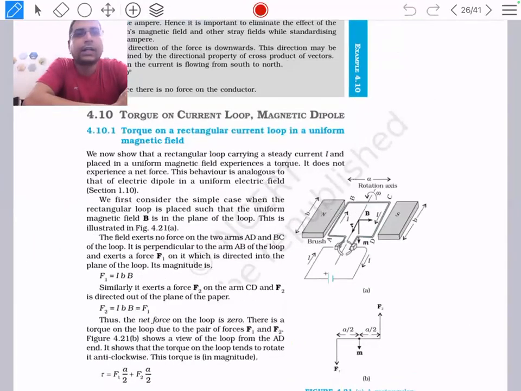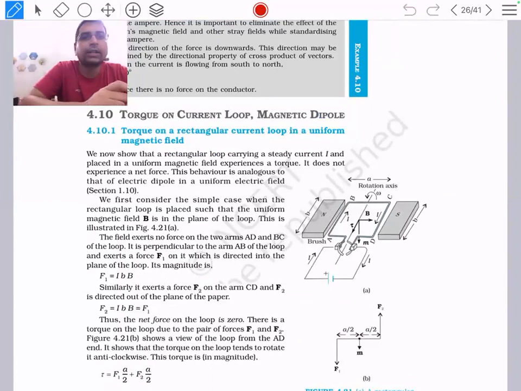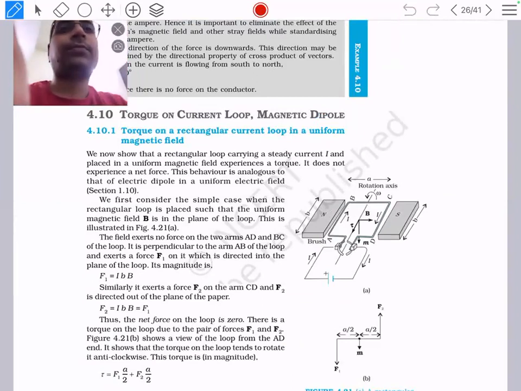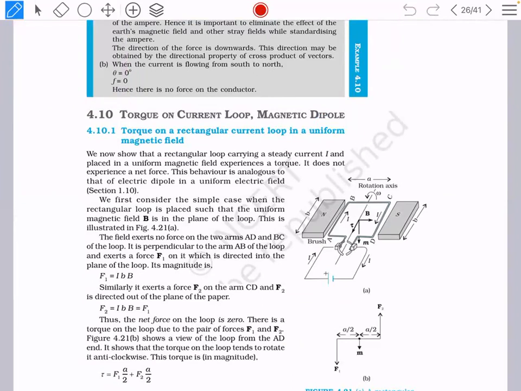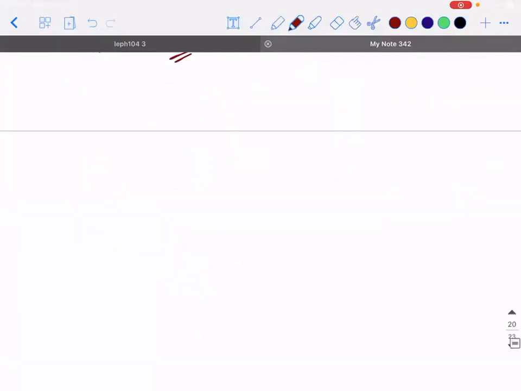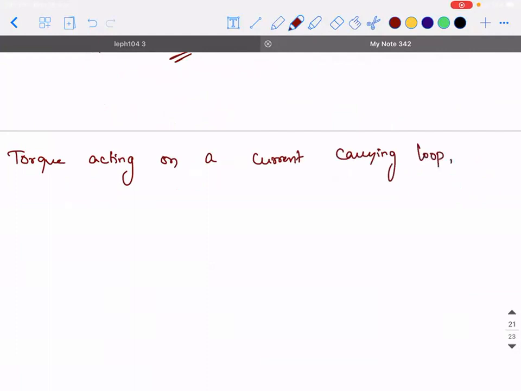torque acting on a current carrying loop or a magnetic dipole. I have to switch off my camera. I'll write it and show. So write down the heading, guys. Torque acting on a current carrying loop, which can also be called a magnetic dipole. Okay, let me explain what this means. Listen to this.